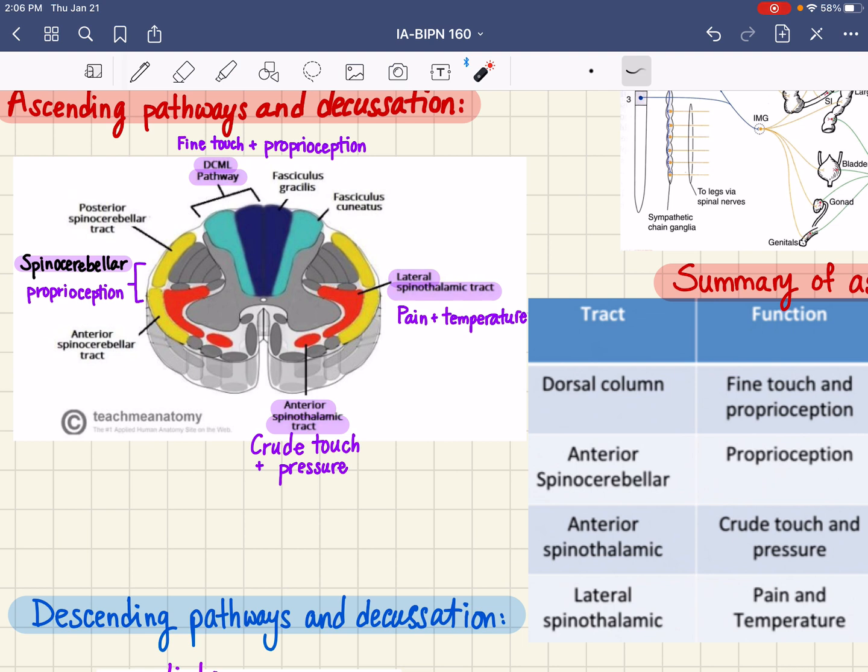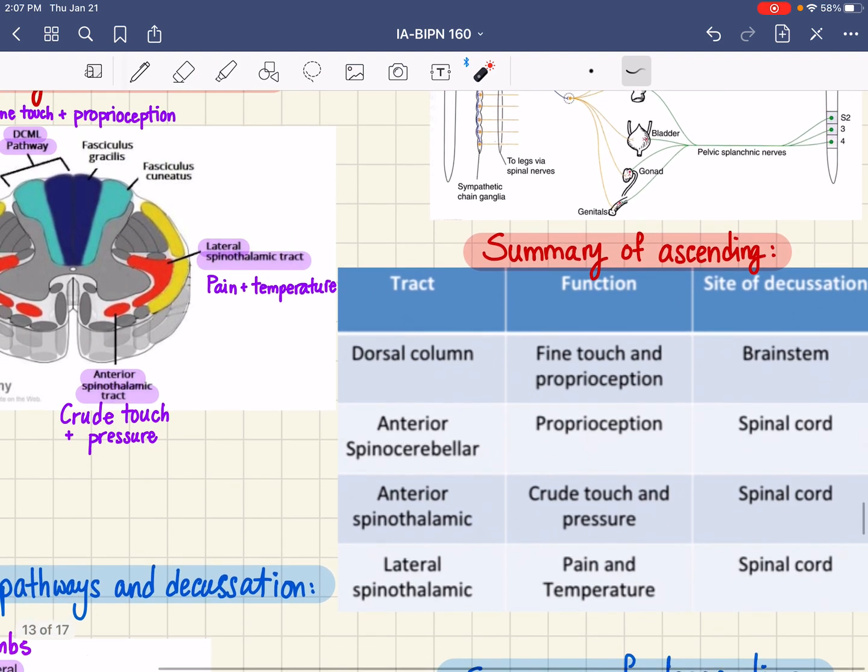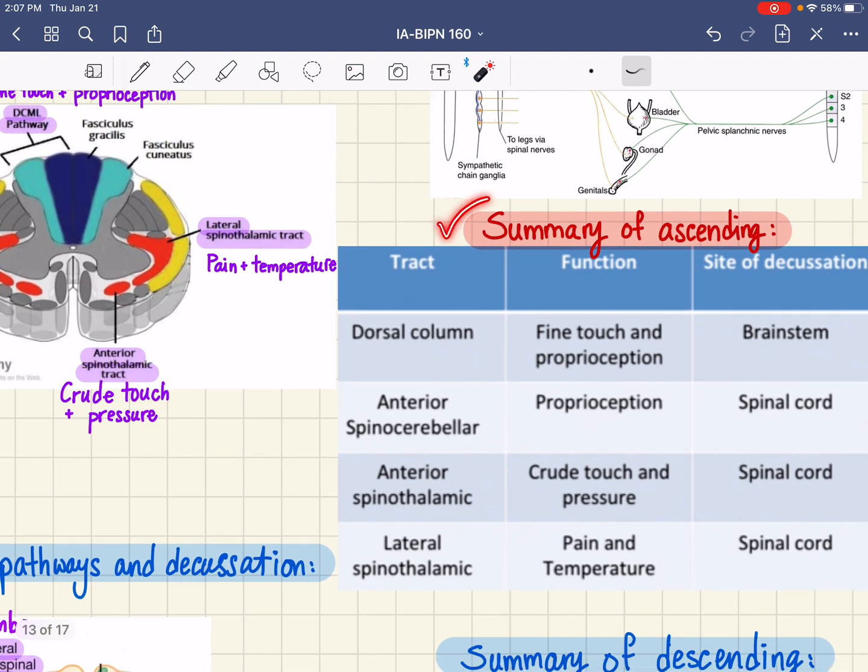On this front side, we have a tract that is called anterior spinothalamic tract, and it contains information that pertains to crude touch and pressure. And then on another lateral side, we have lateral spinothalamic tract, and this carries information about pain and temperature. So you want to memorize this chart right here that Dr. Root provided for you, and it's just a summary of the ascending pathways, their function, and their site of decussation.